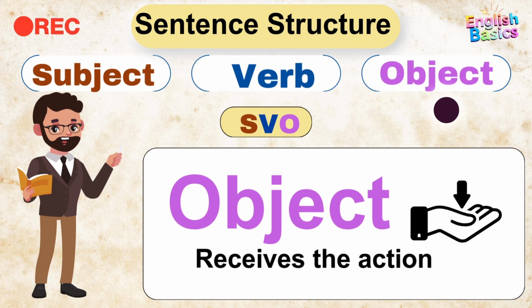The object receives the action of the verb. It completes the sentence by telling us who or what the action is about. Now that we've covered subjects, verbs, and objects, let's put it all together with simple examples in sentences. Listen and practice.